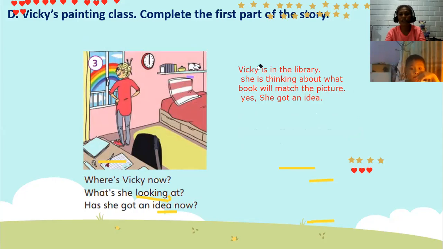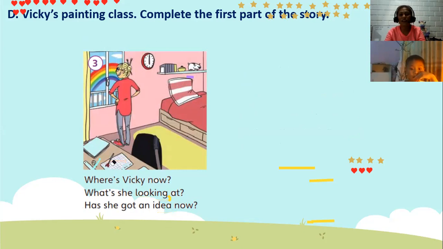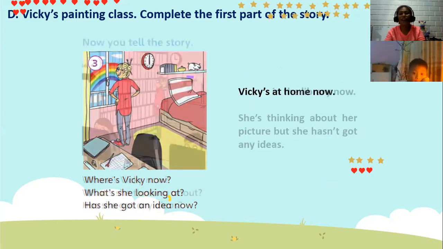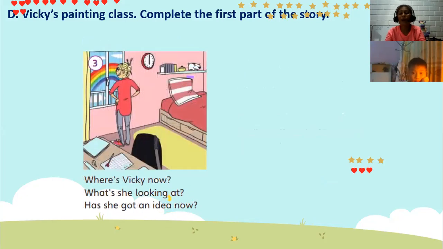Okay, now look at here. I need to erase this one. Okay, look at here. In number two, and number three rather, where is Vicky now? She is in her bedroom. Very good. She is at home in her bedroom. What is she looking at? She's looking at the rainbow. Because Vicky is a girl, okay?